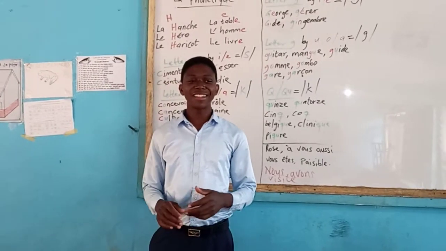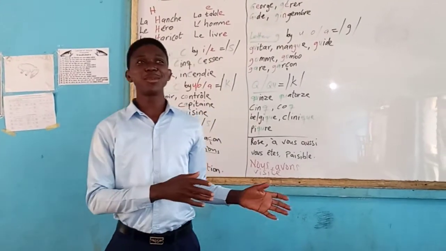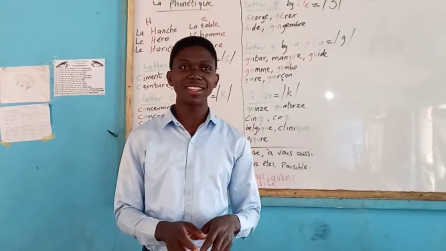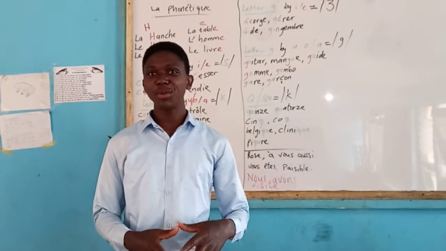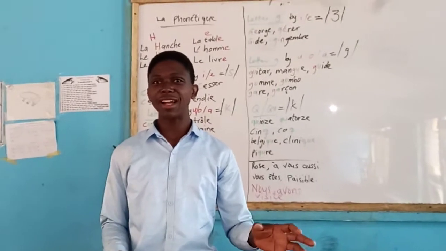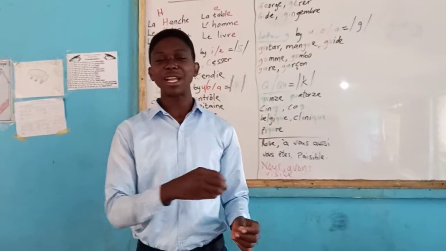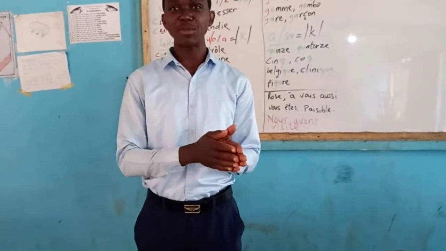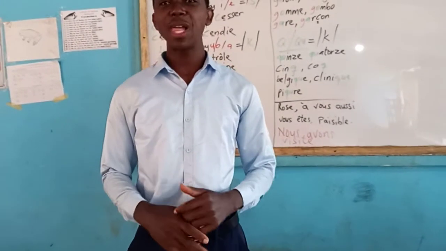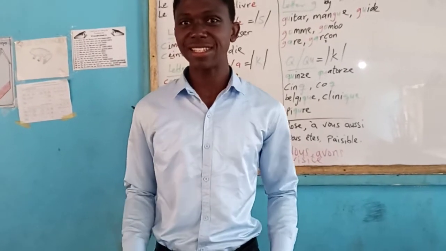Good morning, and today I'm going to take you through an aspect of phonetics, especially the letters in the alphabet. The last time, we did the alphabet. So now we are going to look at some of the letters and how they come together to give certain sounds. First, let's start with some of the silent letters in the alphabet.